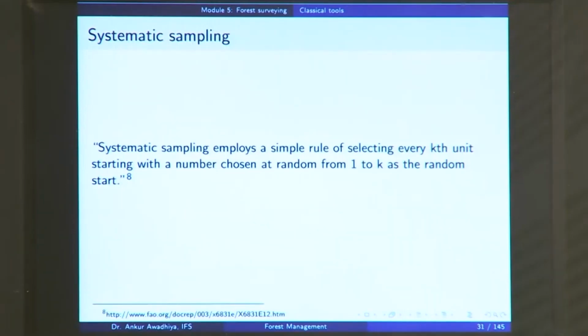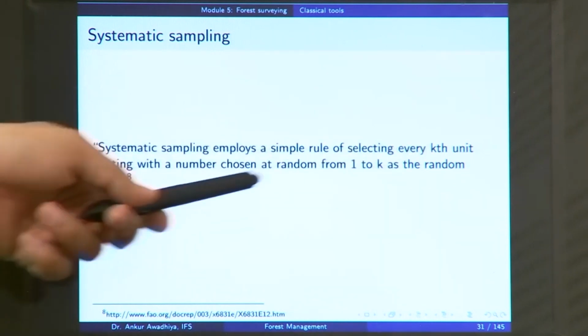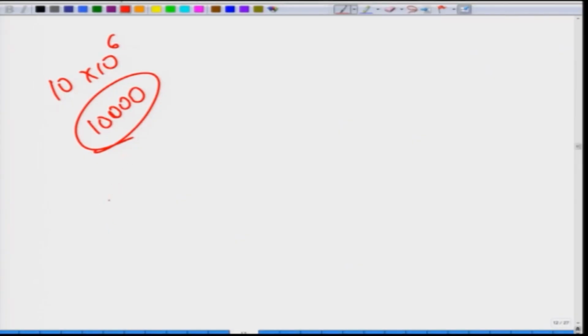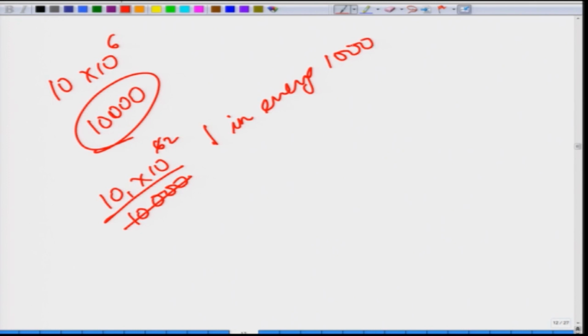Secondly, you can make use of a systematic sampling, in which case you select every kth unit starting chosen at random from 1 to k as the random start. So, what you are saying here is that you have 10 into 10 to the power 6 units, and you have 10,000 here. So, 1 in every 1000 value has to be chosen. So, you say that okay, I will start with say a random value between 1 and 1000.